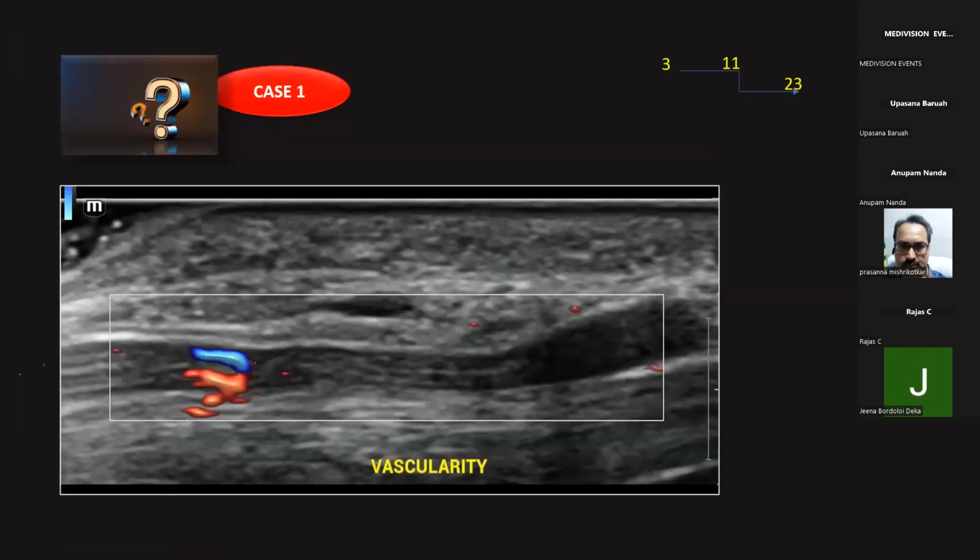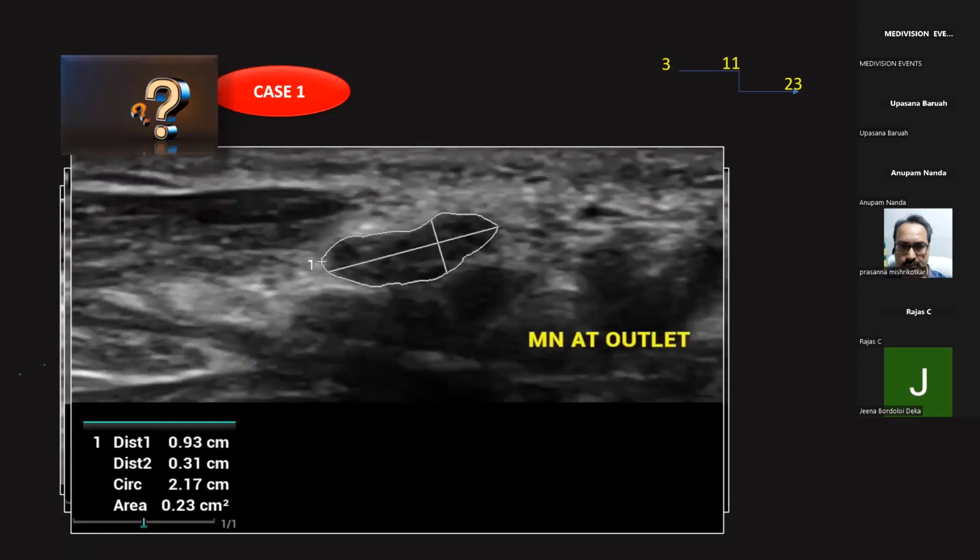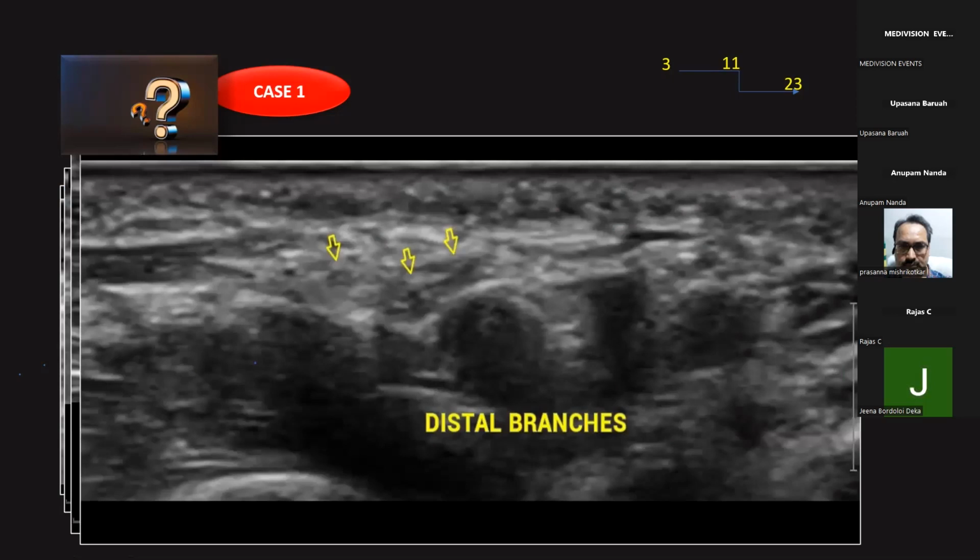So out of these cases, I still have some basic questions in my mind. Like in this case, we can see a long knot sign at the level of the carpal tunnel, but there is also distension of the distal segment as well as the proximal segment. This is at the level of pronator quadratus, it is 3 square centimeter. At the carpal tunnel, it is 11, and at the median nerve outlet, that is the carpal tunnel outlet, it is 23, and the distal branches are normal.